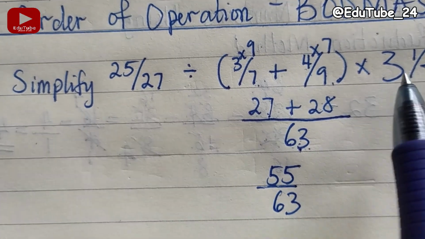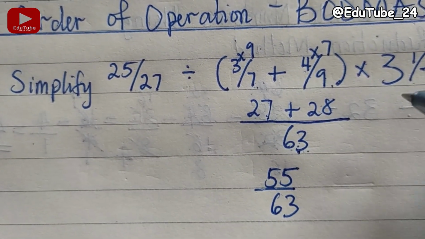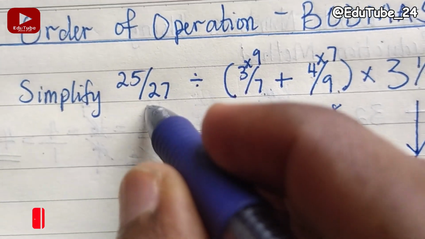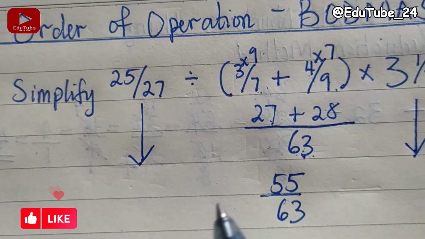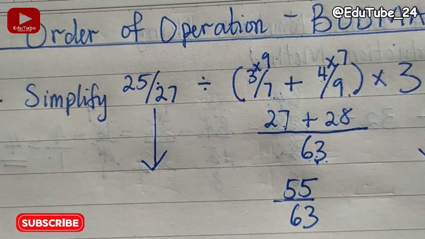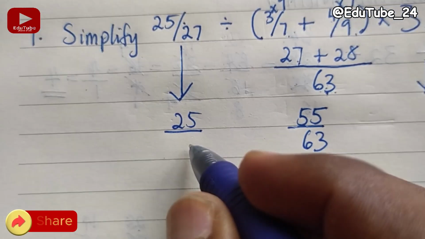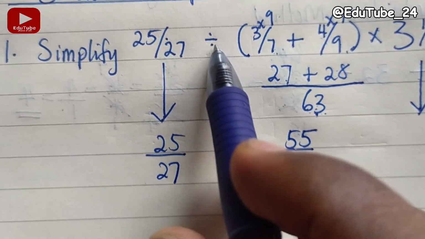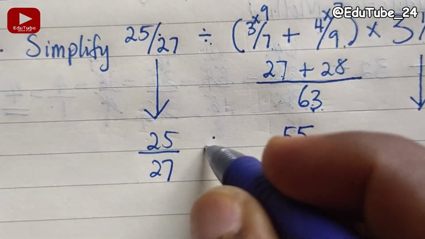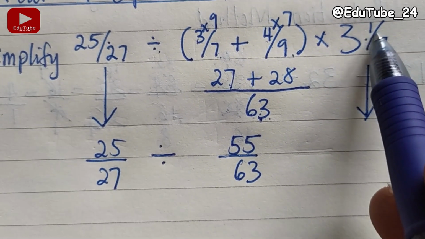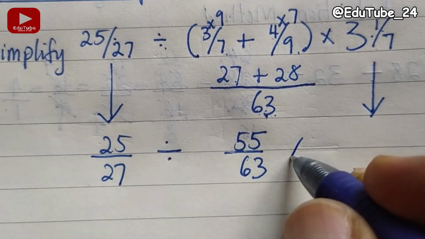Now, what will happen to these numbers by the side? I'm just going to bring them down. So I'll draw an arrow to show that I'm bringing them down. So let me bring down this 25 out of 27. And then in between, I have a division sign, which I'm going to place there in between. Then at the end here, I have 3 whole number 1 out of 7, and in between I have times.